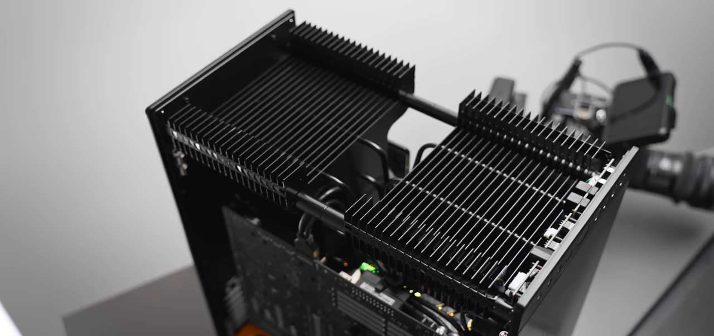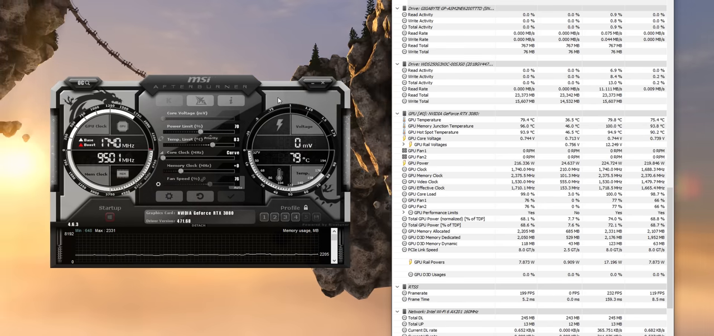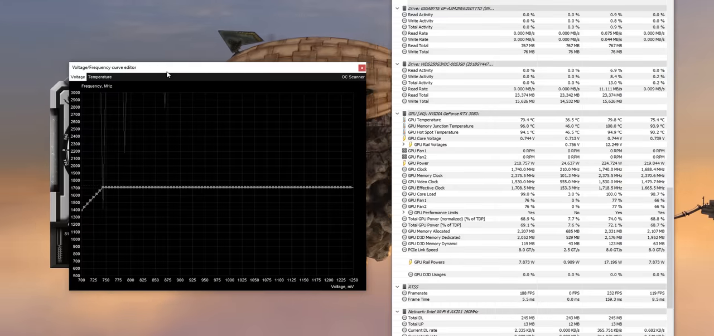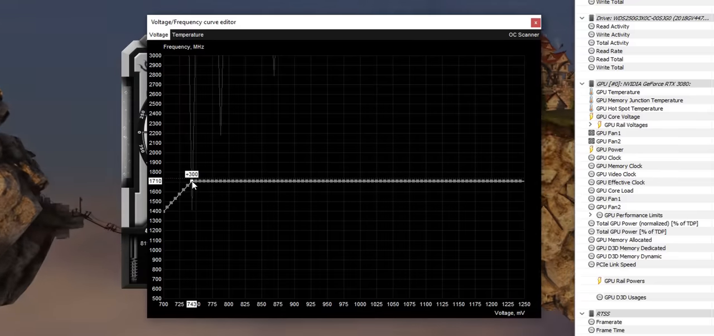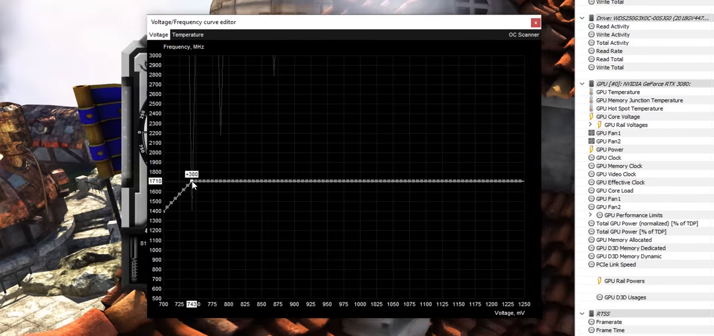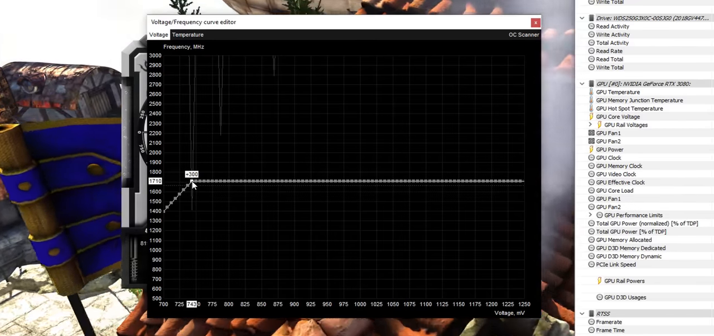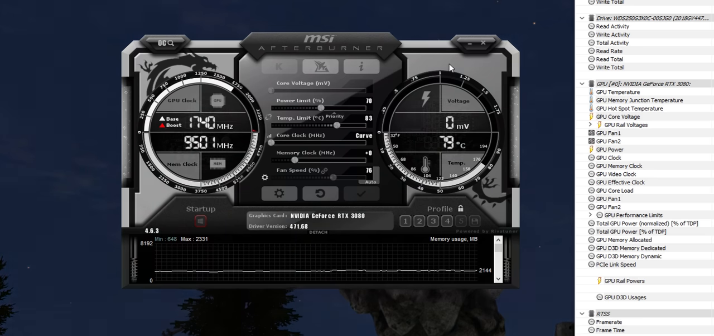The GPU heatsink in the beast is rated for 250 watts of passive cooling, which is really insane, but still that's not enough for our 320 watt RTX 3080, at least at stock. So after a bit of tinkering, this is the profile that worked for me in MSI Afterburner. I set the voltage and frequency curve to 1710 MHz at 743 millivolts, which is a pretty hefty undervolt, and I also locked the power limit to 70% to prevent the card pulling beyond that.